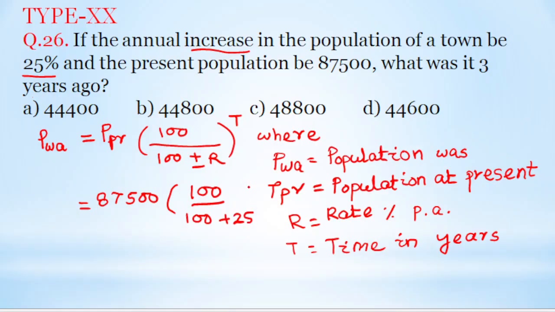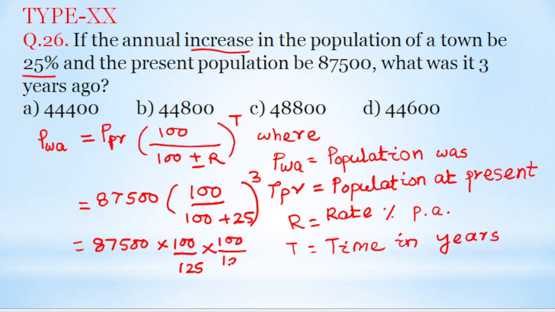Now the time is 3 years. That means we have to find the population before 3 years. So that is equal to 87,500 into 100 by 125, into 100 by 125, into 100 by 125.